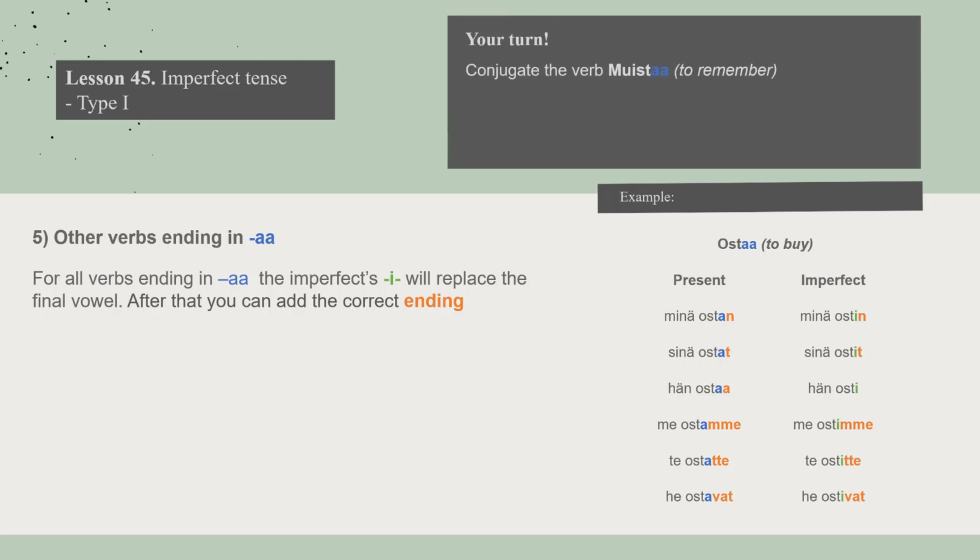Now it's your turn. Try to conjugate the verb muistaa. Minä muistin. Sinä muistit. Hän muisti. Me muistimme. Te muistitte. He muistivat.